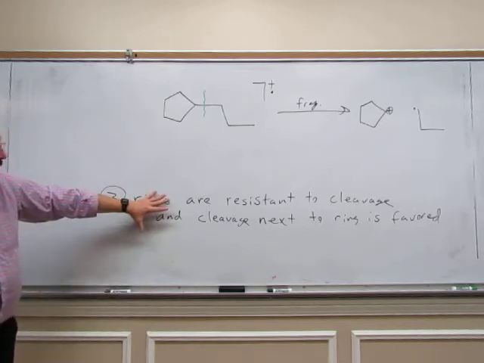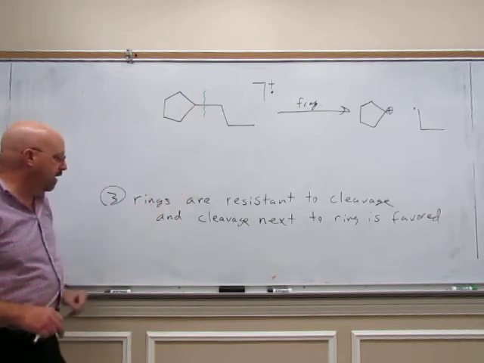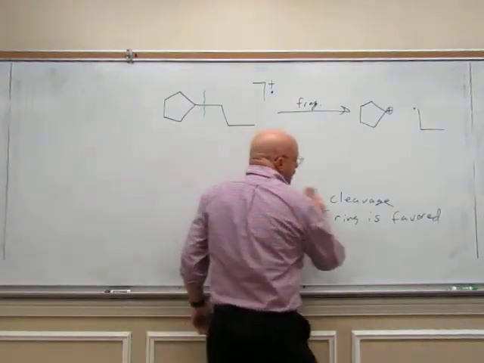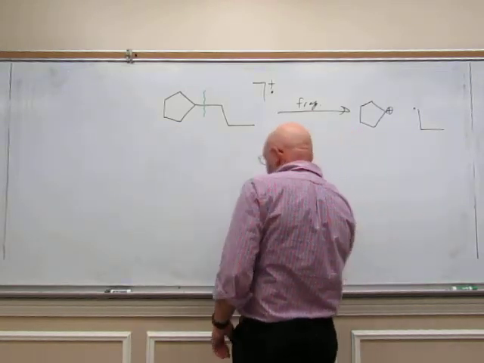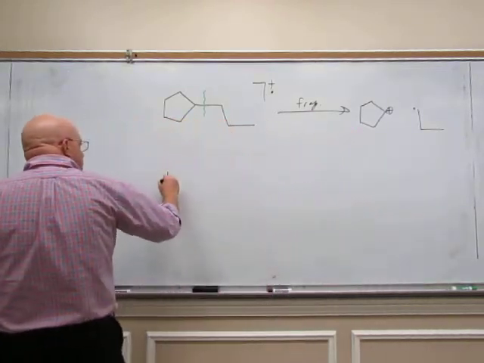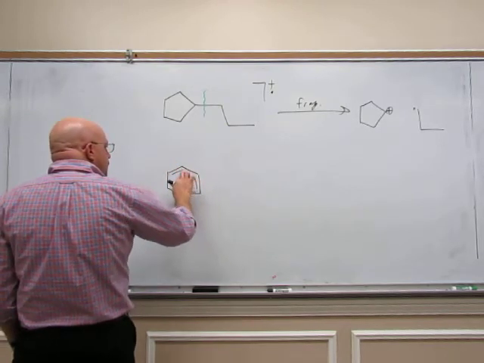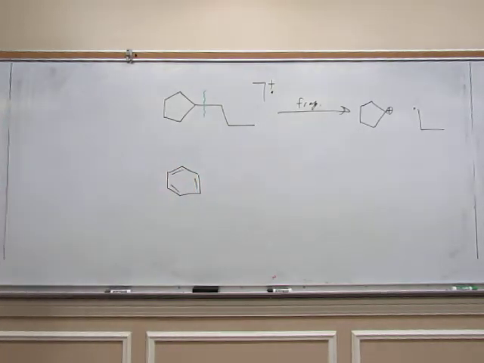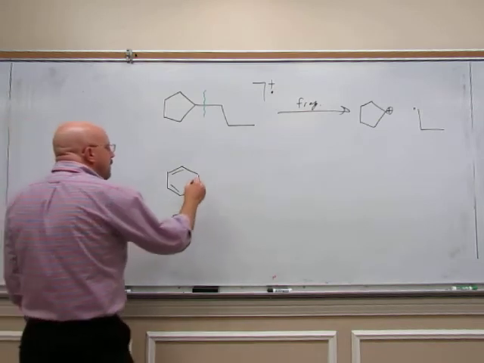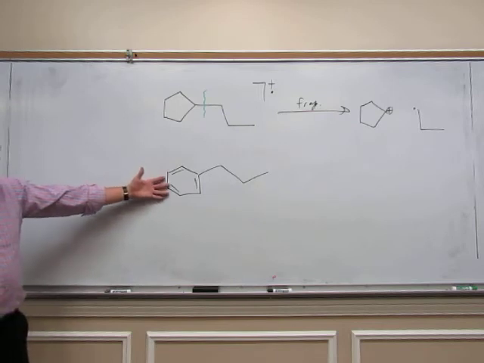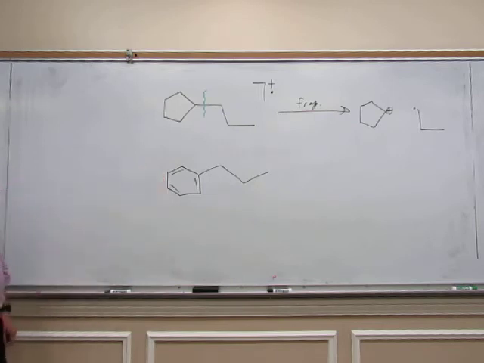Now, the only exception to breaking right next to the ring is if we have an aromatic phenyl ring. We haven't learned aromatic yet, but phenyl is an aromatic. We learned that term last semester. But so far, the only aromatic compound that we've had is the phenyl ring. Now, if we take a molecule that has a phenyl ring in it, they're a little bit different.